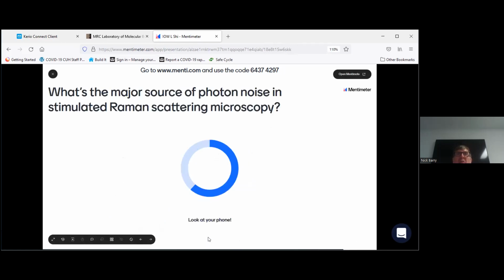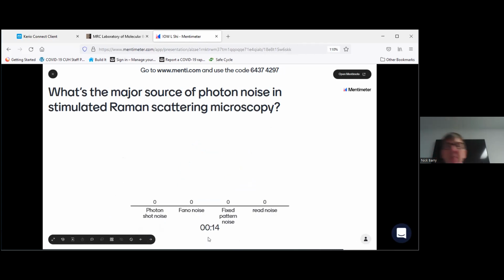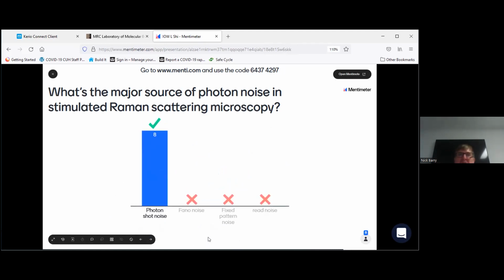Here we go. What's the major source of photon noise in stimulated Raman scattering microscopy? Is it photon shot noise, Fano noise, fixed pattern noise, or read noise? This is a really tricky one. The answer is photon shot noise. Wow. Everyone got that, so it's down to speed now. Let's see who was quickest on the buzzer.